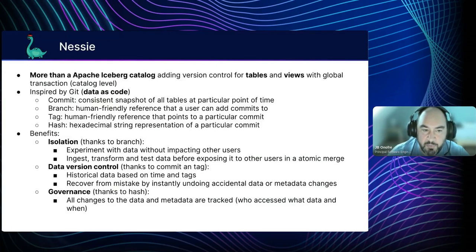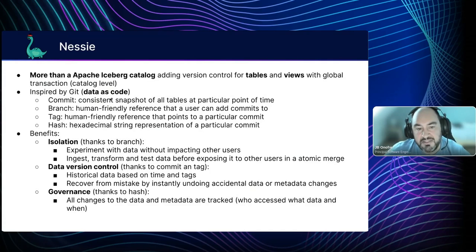So you can have a commit, which is a consistent snapshot of all tables at a particular point in time. Remember, in Iceberg, we have a snapshot per table because it's on the metadata. With a commit in Nessie, you can have a snapshot on multiple tables because it's catalog level.